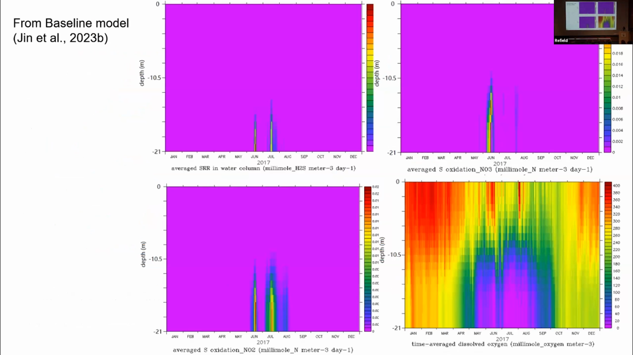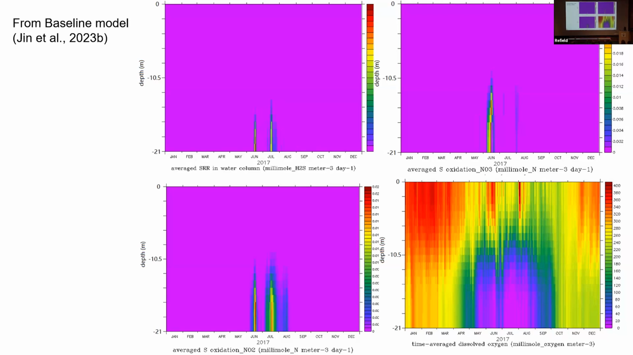Here, these are modeling results from our newly proposed baseline model. These results are showing time depth profiles for sulfide reduction, sulfide oxidation by nitrate, sulfide oxidation by nitrite, and oxygen levels at Bay Bridge Station in 2017. You may notice that the values for these two reactions, they are still proportionate to the concentration of sulfide present.